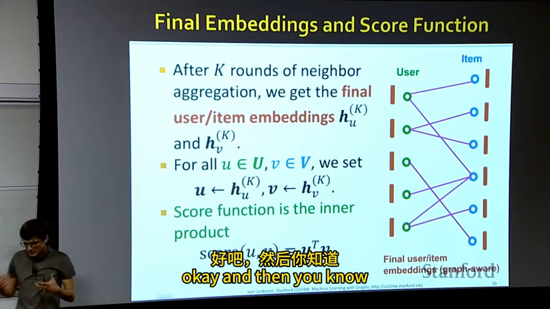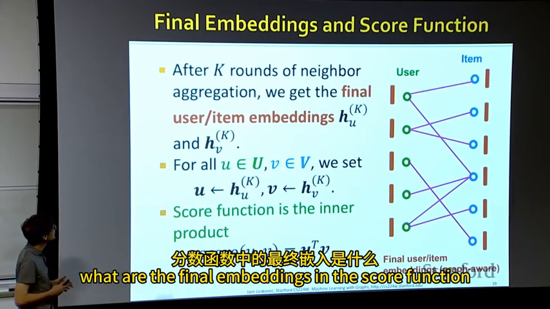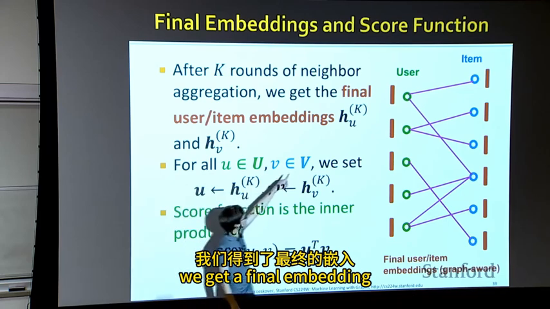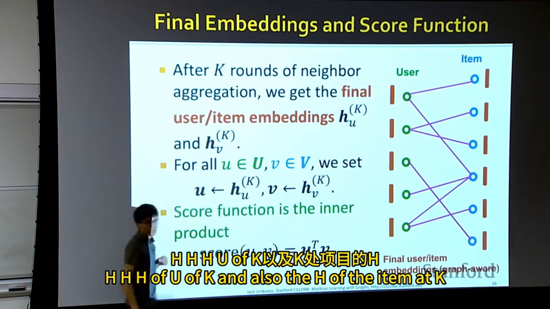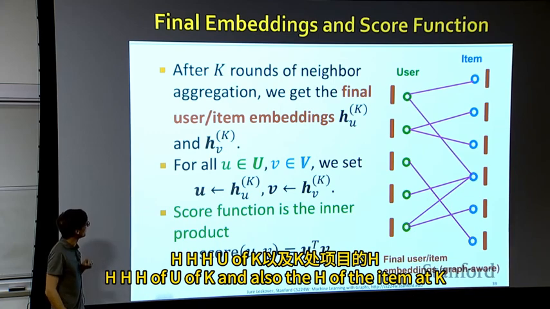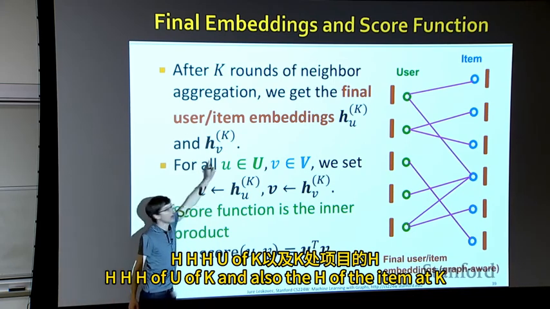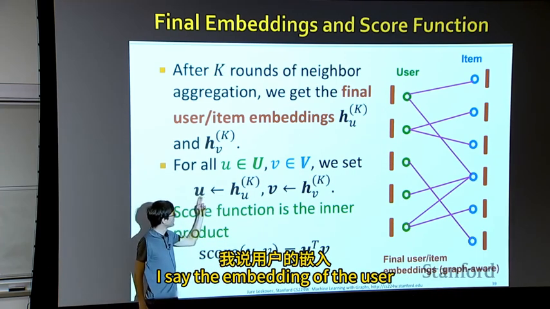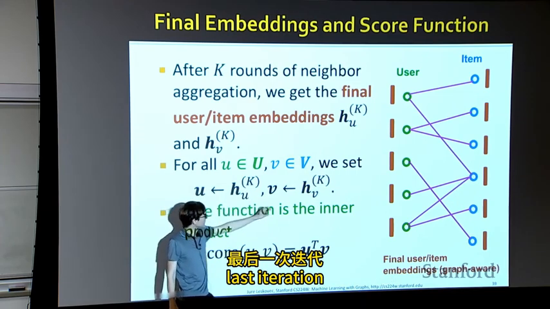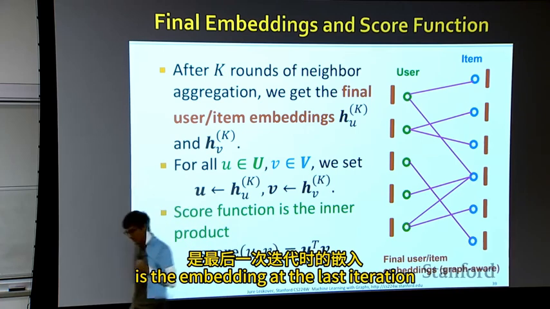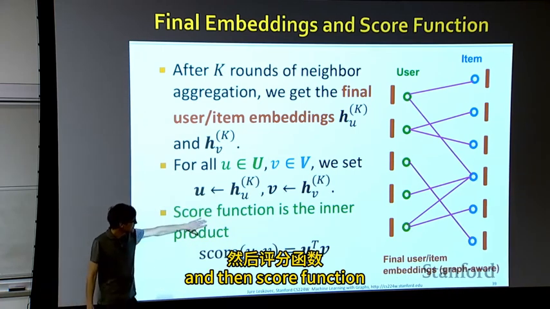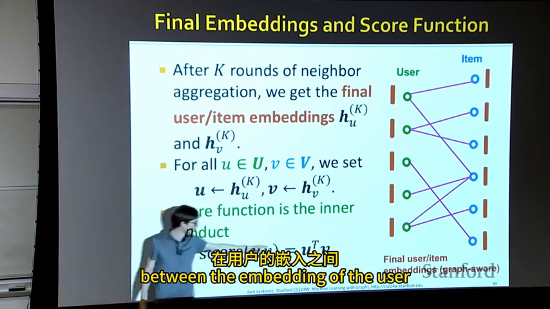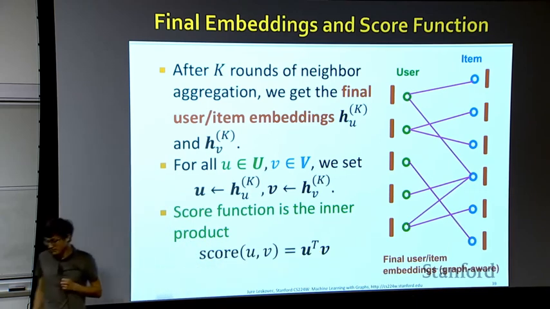Okay, and then what are the final embeddings and the score function? After k rounds of this neighborhood aggregation, we get a final embedding h_u^(k) for the user, and also h_v^(k) for the item. Then I say the embedding of the user is simply the embedding at the last iteration, and the embedding of the item is the embedding at the last iteration. And then for the score function, what people like to use is just the dot product between the embedding of the user and the embedding of the item.